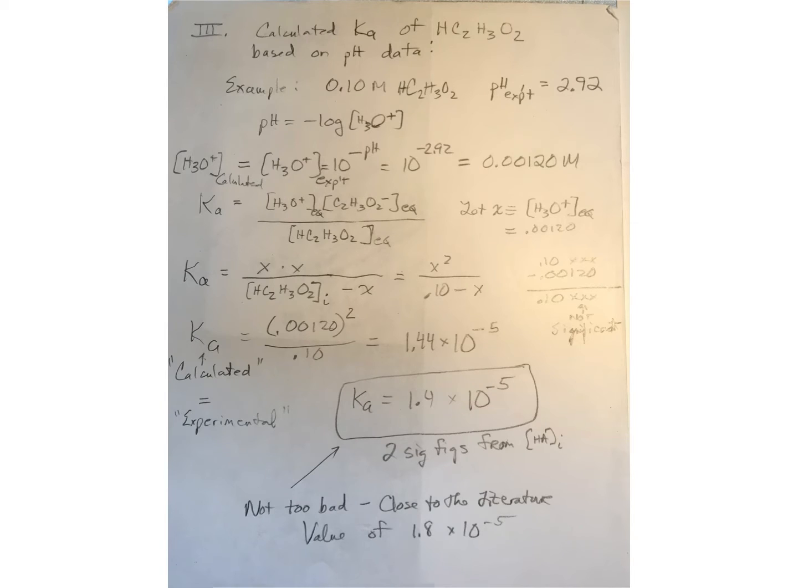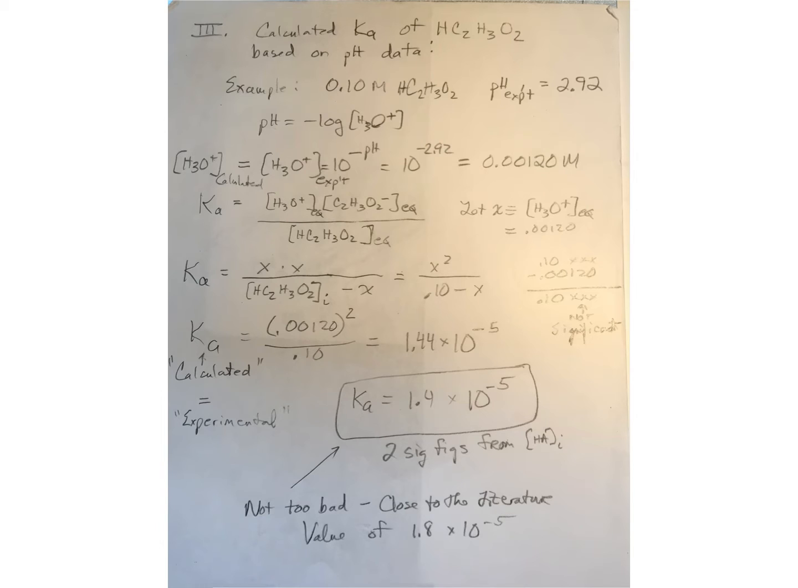Okay, so here's an example. The calculated Ka of acetic acid based on pH data. So for the first concentration of 0.10 mole per liter, let's say that your pH experimentally came out to 2.92. So what I'm saying is this is an experimentally determined measurement from the pH meter obtained in the lab. If you're doing the video lab, I believe this corresponds to the recording I made in Blackboard.